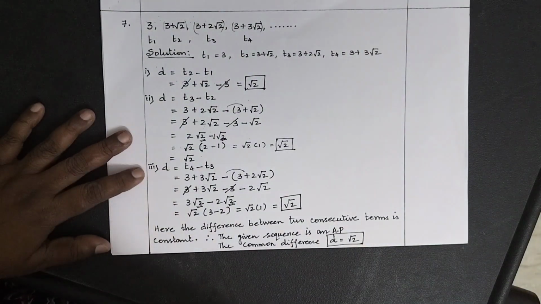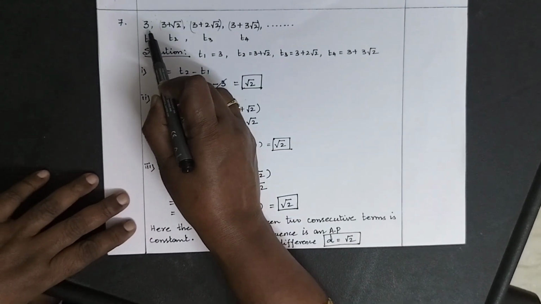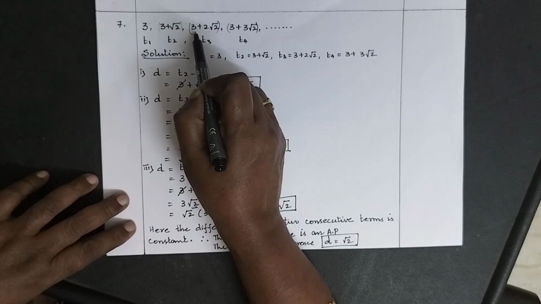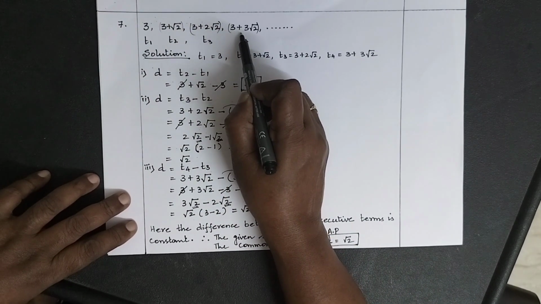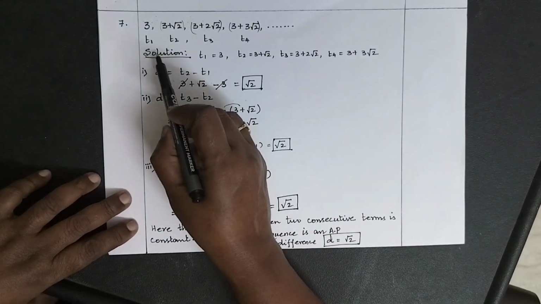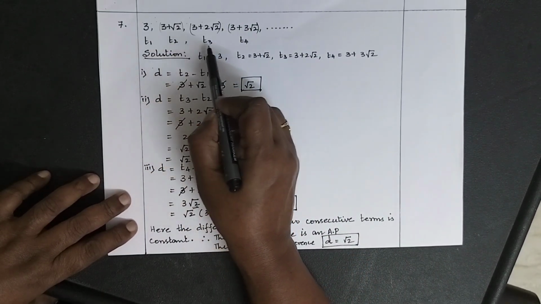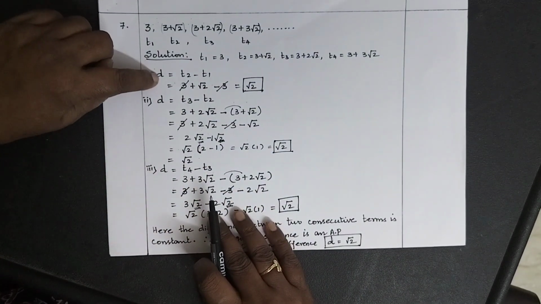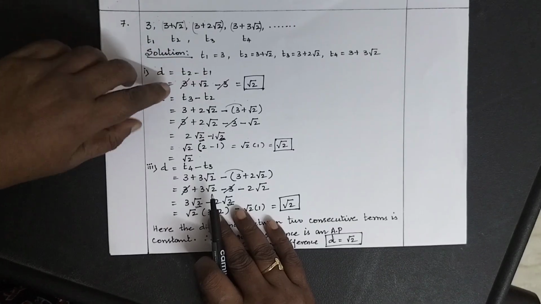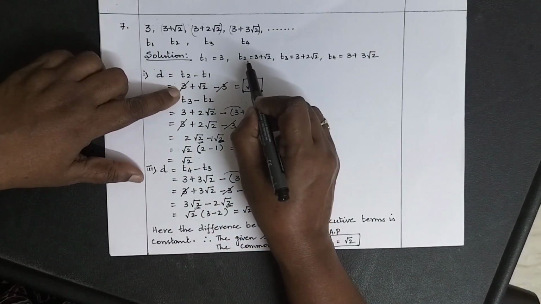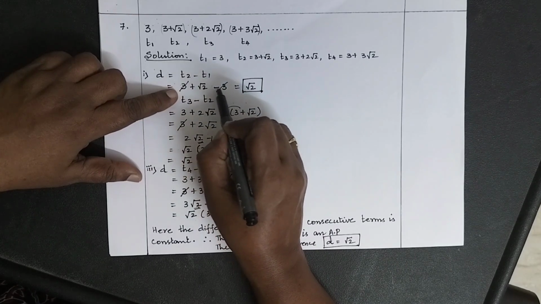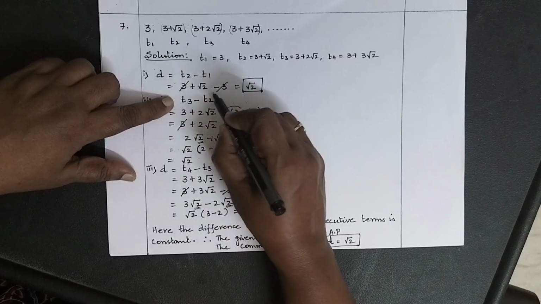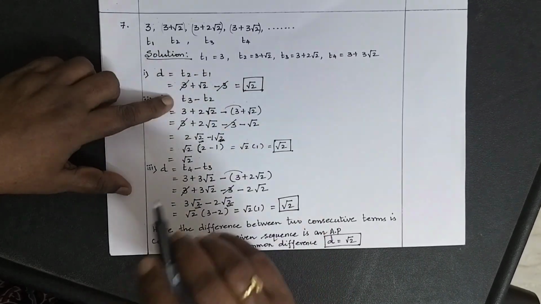Next, 7th question. The given sequence is 3, 3 plus root 2, 3 plus 2 root 2, 3 plus 3 root 2, etc. We are naming these terms as T1, T2, T3, T4. You can write this way. First find out, in the first case D is equal to T2 minus T1. Substitute the value. What is T2? T2 is 3 plus root 2 minus T1, which is 3. So here this is plus 3 minus 3. We can cancel this. The answer will be root 2.